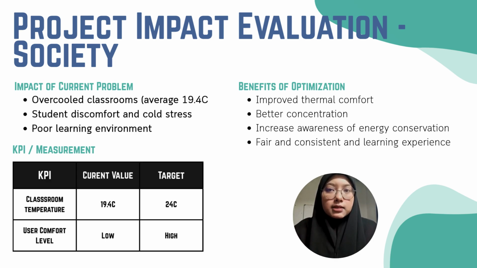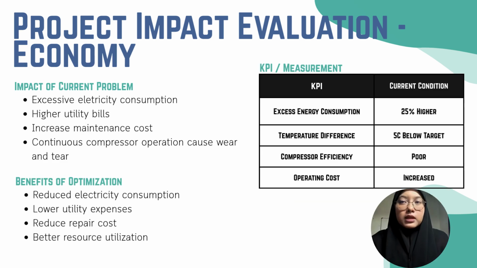In addition, a healthy learning environment can promote awareness of responsible energy usage among the students and university community. From the economic perspective, the current problem results in excessive energy consumption. Based on our findings, the air conditioning system consumes approximately 25% more energy than necessary because the room temperature is maintained around 19 degrees instead of 24.